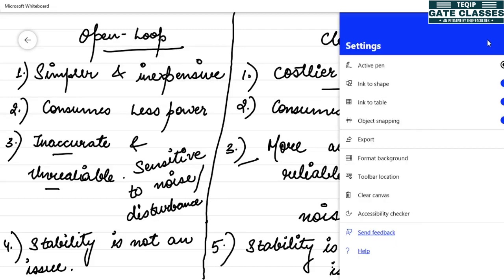Now let's move on to the mathematical model of translational motion.